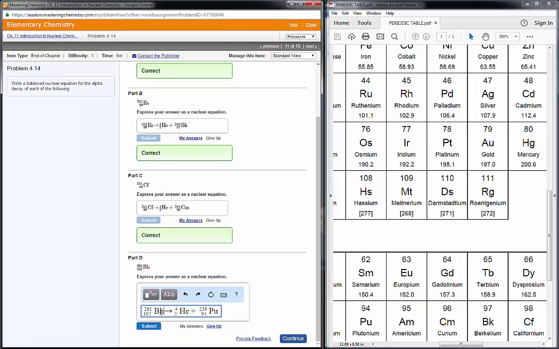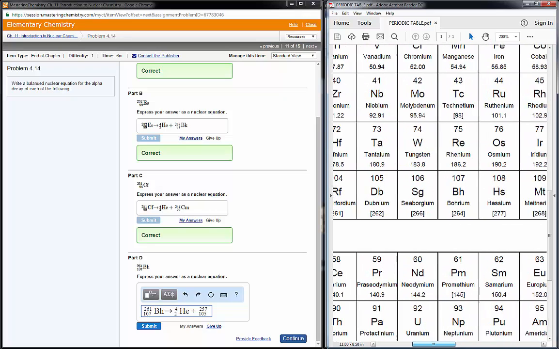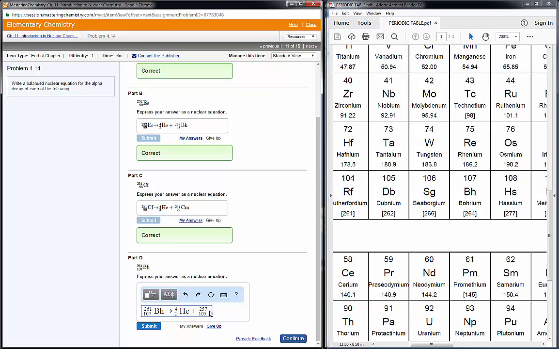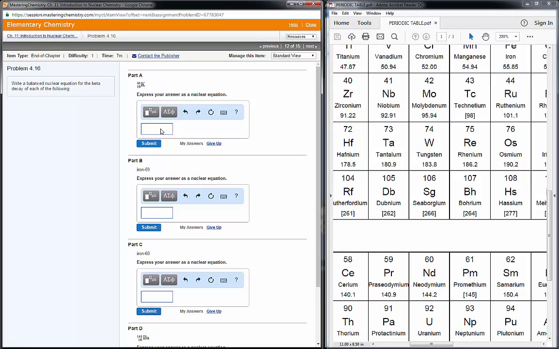Here we have element number 107, Bh, decomposes by alpha emission. 261 minus 4 is 257. 107 minus 2 is 105. Of course, you'll have a calculator, so if you are not sure of your ability to do that kind of addition and subtraction, feel free to use your calculator. Dubnium, Db. This is like chemistry meditation.